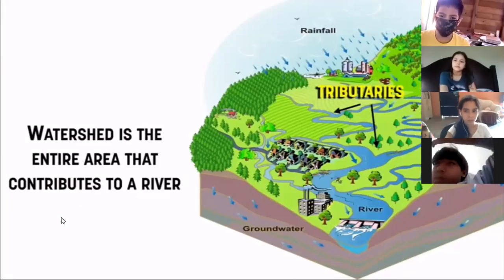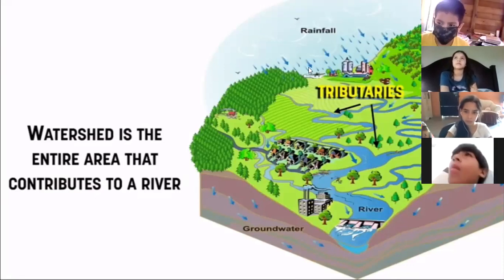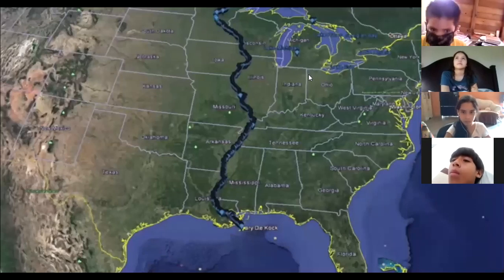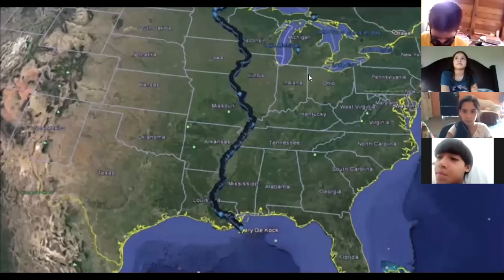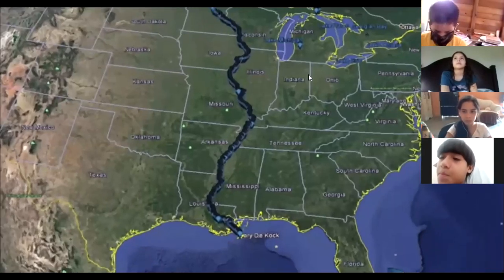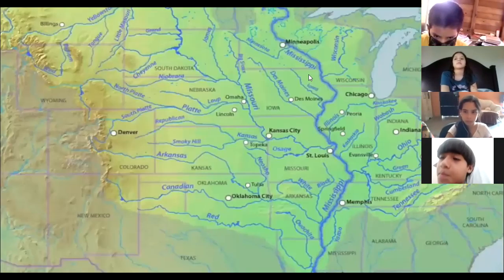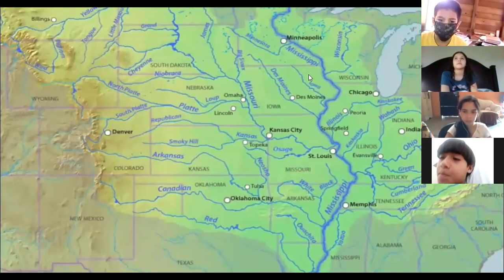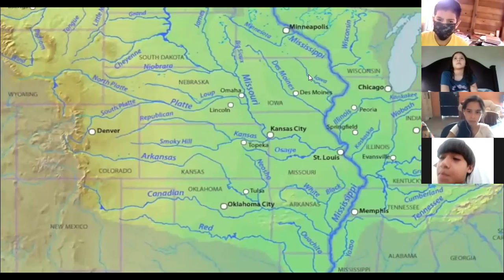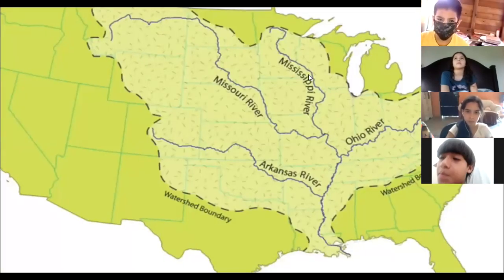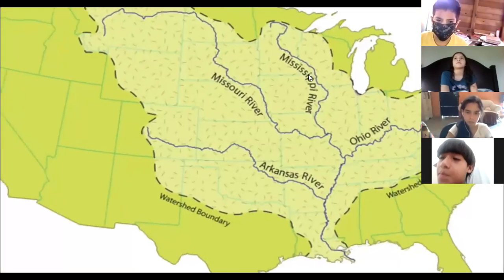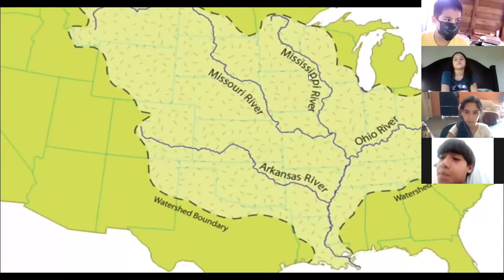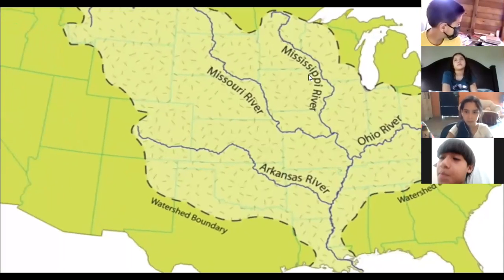Let's use the Mississippi River, for example. The Mississippi River empties out to the Gulf of Mexico, and it runs through pretty much the entire length of the United States from north to south. There are many tributaries that feed into the Mississippi River, and when you take into account all those tributaries that feed in, that's a watershed, because it all feeds into the same river that empties out into the Gulf of Mexico.